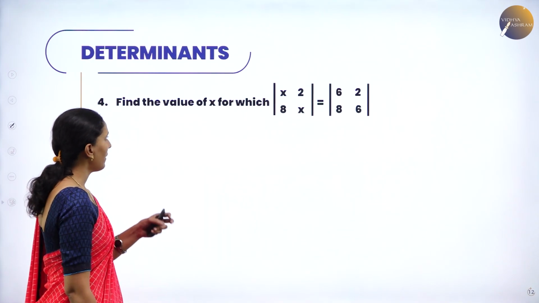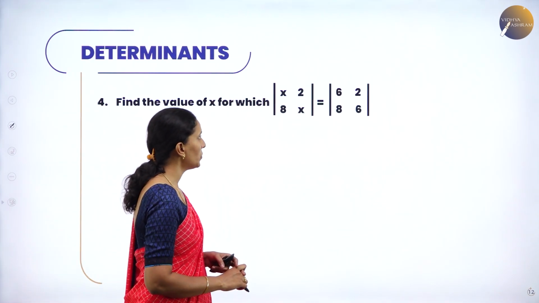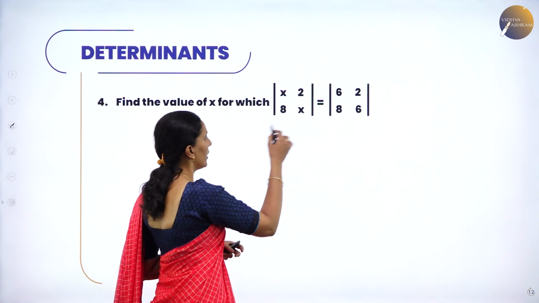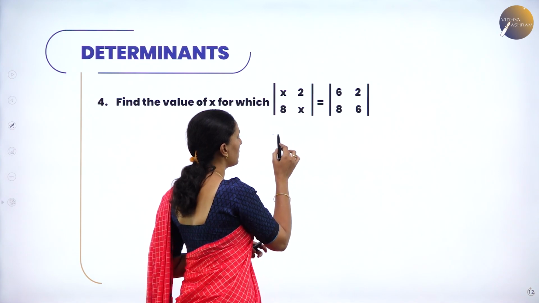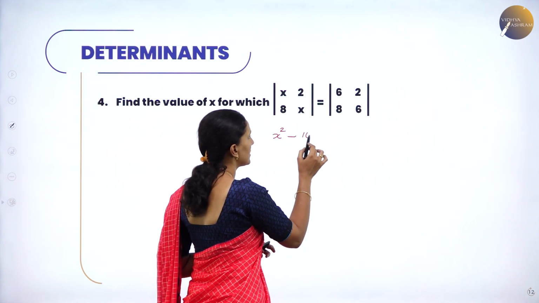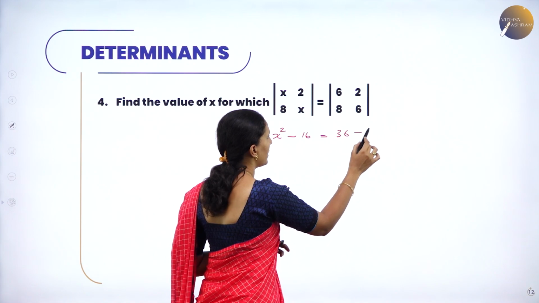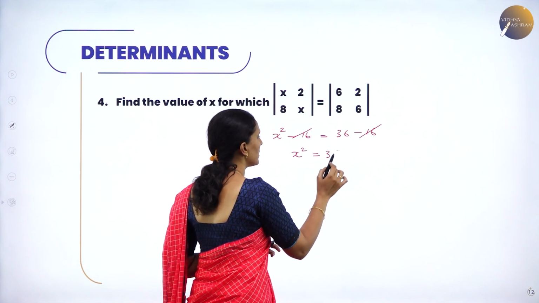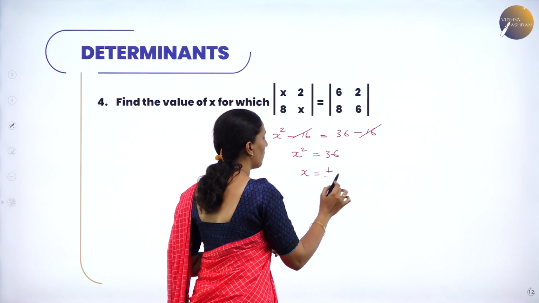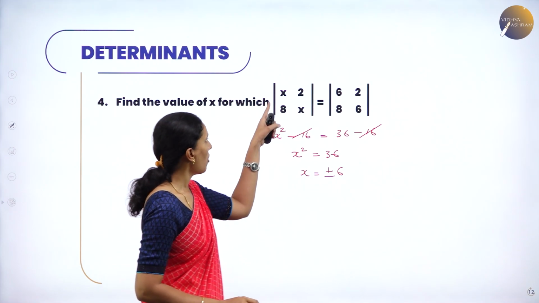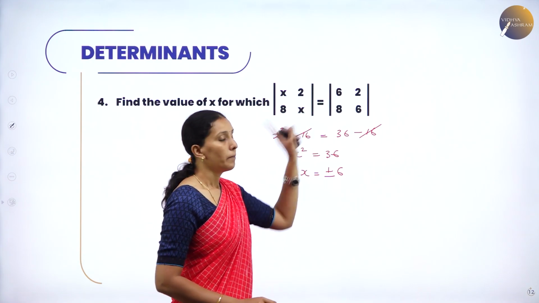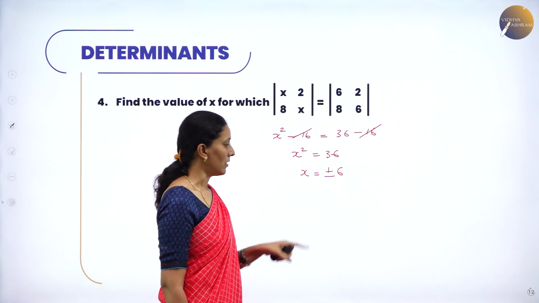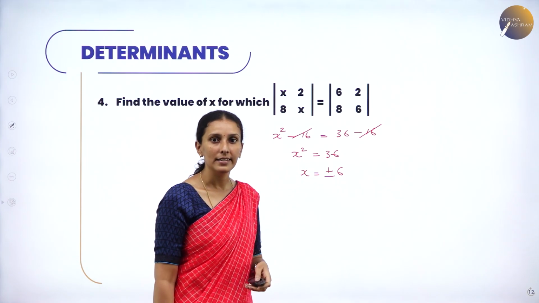Next one, find the value of x for which the determinant with rows x, 2 and 8, x equals the determinant with rows 6, 2 and 8, 6. So the two determinants are same here. We'll get x square minus 16 here. We'll get 36 minus 16. We can cancel 16. We'll get x square is equal to 36, or we can write x is equal to plus or minus 6. Do not write x is equal to 6 by comparing the first and the last elements here. So it is plus or minus 6.